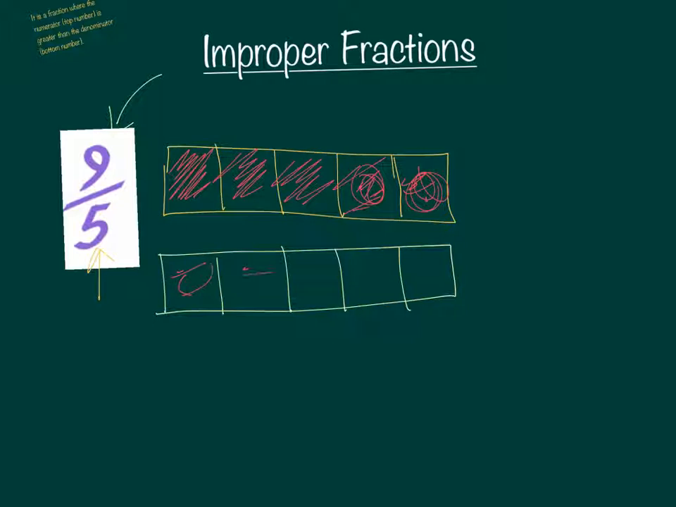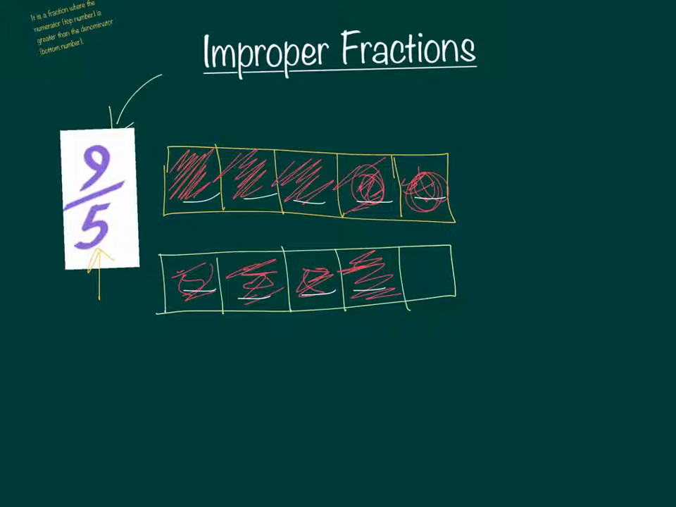6, 7, 8, and 9. Now I can see that my fraction was cut into 5 equal parts and 9 of them are colored. 1, 2, 3, 4, 5, 6, 7, 8, 9. So this is what an improper fraction model looks like.